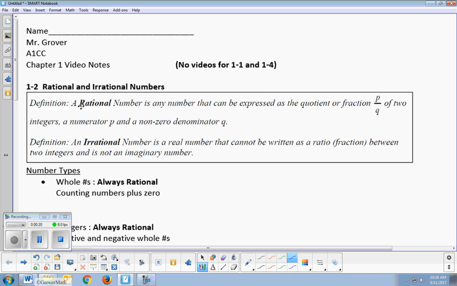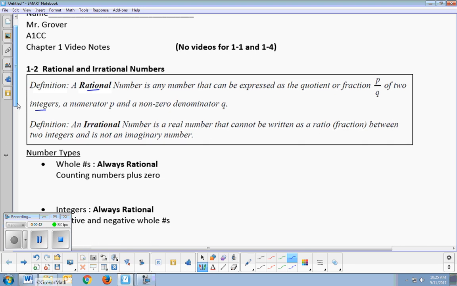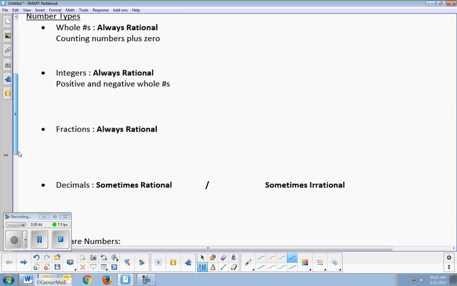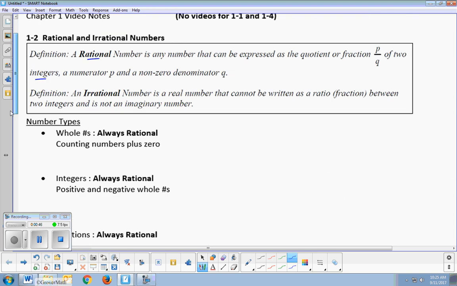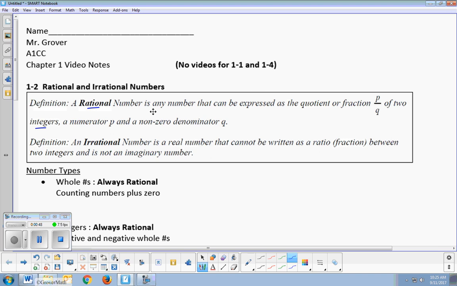Let me start with a couple of definitions here. First, a rational number is any number that can be expressed as the quotient or fraction of two integers, a numerator p and a non-zero denominator q. Basically that means that a rational number can be expressed as a fraction, and that fraction has to be integers. We're going to talk about types of numbers in a minute, the difference between whole numbers, integers, fractions, decimals, squares. It's important to know number types, so we'll come back to that concept that the fraction has to be integers.